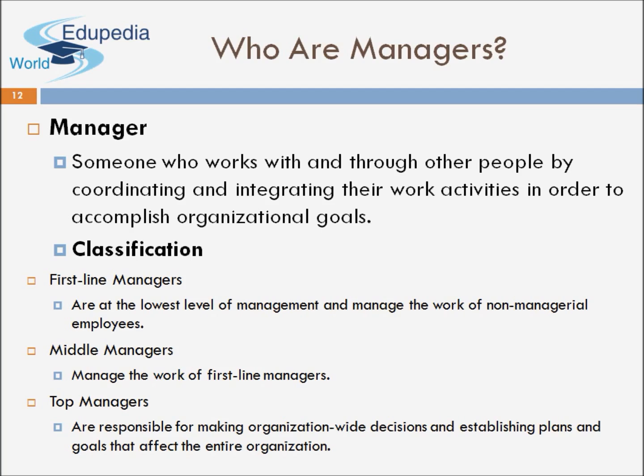After middle managers, the lower level managers are called the first line managers. They are at the lowest level of management and manage the work of non-managerial employees. They are the ones who actually get work done from the subordinates, from the people who are actually working on the machines, who are non-managerial employees.